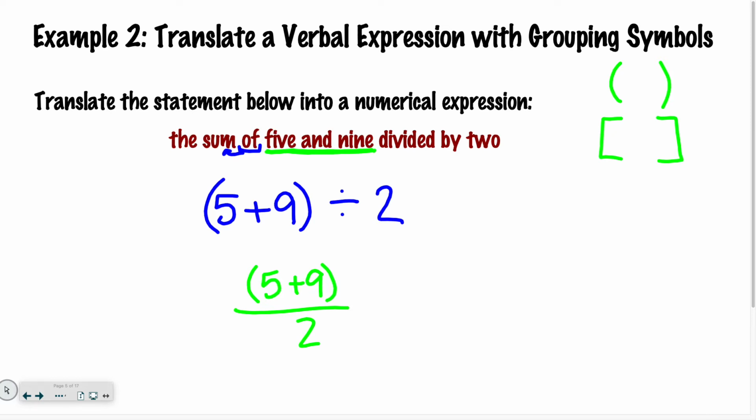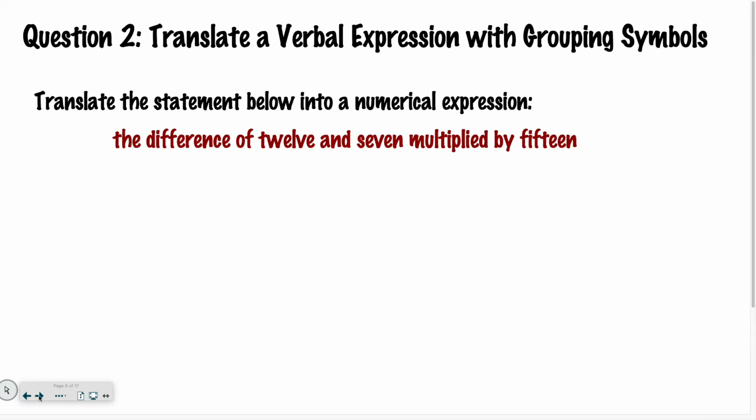Whenever you have sum of, difference of, product of, quotient of, you're going to use grouping symbols. Okay, that tells you you're going to have parentheses, and then you look for the two pieces that are joined together with an and, you put those in the parentheses, and then you continue on with your statement. All right, I want you to try this one. Translate the statement below into a numerical expression. The difference of 12 and 7 multiplied by 15. Good luck.